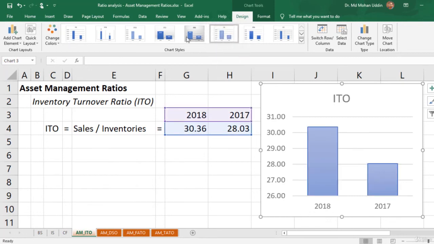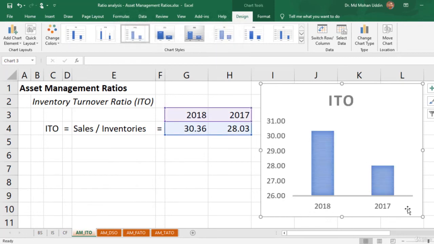From this comparison, we can clearly identify that our inventory turnover ratio has increased in 2018 compared to what it was in 2017, from 28 to 30. That is a very good sign, because we are turning over inventory more times during the year, and that clearly indicates that our inventory management performance is improving over time.